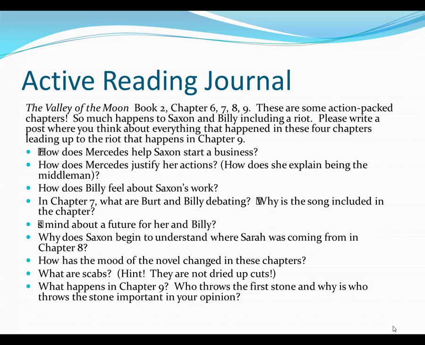In your active reading journal this week, you're going to be writing about chapters 6, 7, 8, 9 from Book 2 of the Valley of the Moon. And these are some action-packed chapters. So much is happening to Saxon and Billy, including a riot. So I want you to please write a post where you think about everything that's happened in these 4 chapters leading up to the riot that happens in chapter 9. Of particular importance is thinking about what happens in chapter 9 and who throws the first stone, and why who throws the stone is important in your opinion. I'd like you to really think about that before you respond to it.